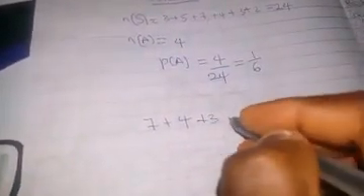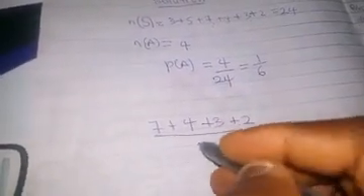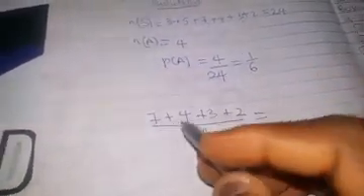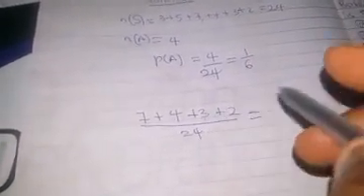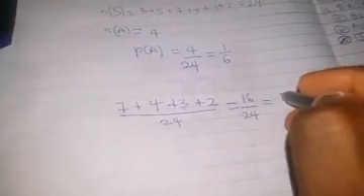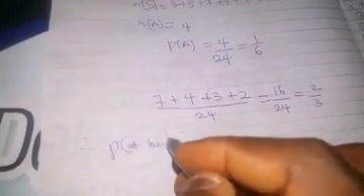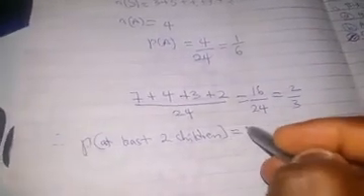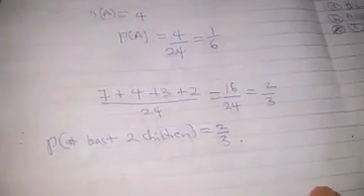So your answer is going to be 7 plus 4 plus 3 plus 2 all over 24. Okay, so 7 plus 4, 11, plus 3, 14, 14 plus 2, 16 over 24, which is the same thing as 2 over 3. So we can say that the probability of having at least 2 children is equal to 2 over 3.